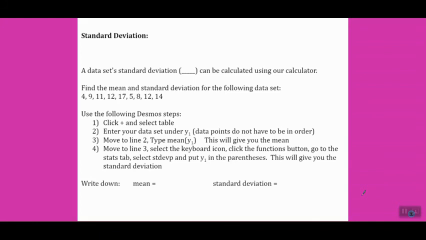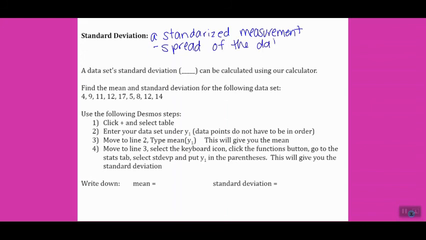So a standard deviation is a standardized measurement. And it's telling us about the spread of the data. So if our standard deviation is a big number, our data is really spread out. If it's a small number, the data is closer together. A data set's standard deviation, which we call lowercase sigma, can be calculated using our calculator, and we're actually going to use Desmos for this.